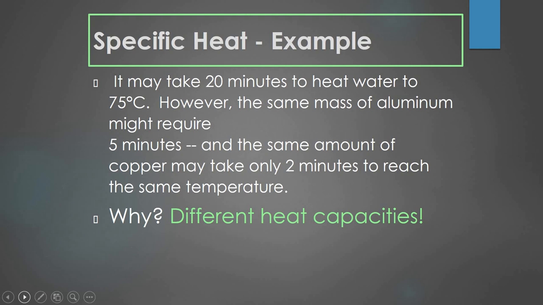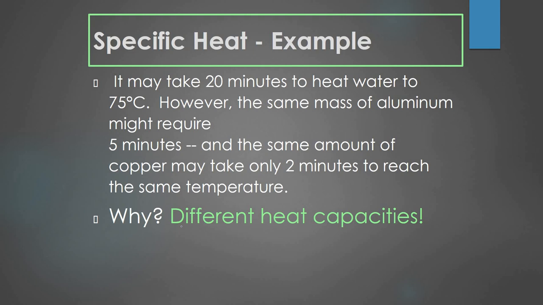For example, we're going to talk about water. It may take 20 minutes to heat water to 75 degrees Celsius. However, the same mass of aluminum would only take, for example, 5 minutes, and the same amount of copper would only take 2 minutes to reach the same temperature. This is all dealing with specific heat. So why would water take 20 minutes to heat to 75 degrees Celsius, aluminum only 5 minutes, and copper only 2 minutes?